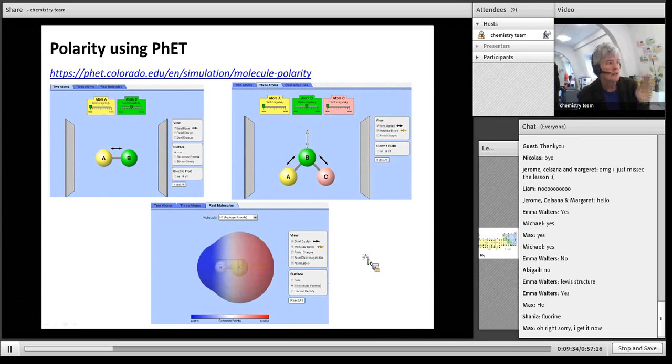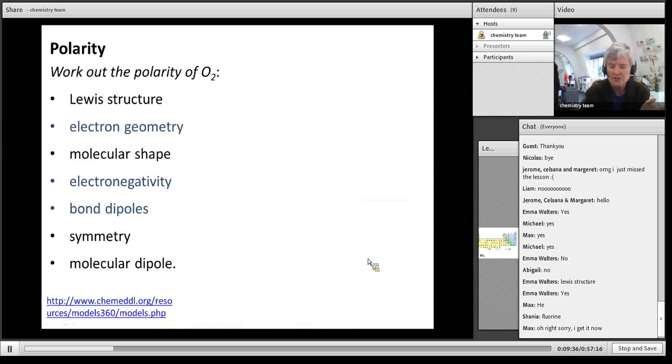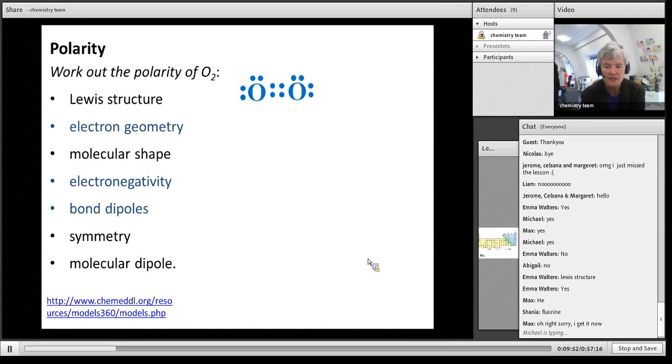Okay, so here's an example of oxygen, and we want to work out if it's polar or not. So the first thing you draw is the Lewis structure. And remember, how do we start with the Lewis structure? What is the first step in the Lewis structure? What do we count first before we even start the Lewis structure?